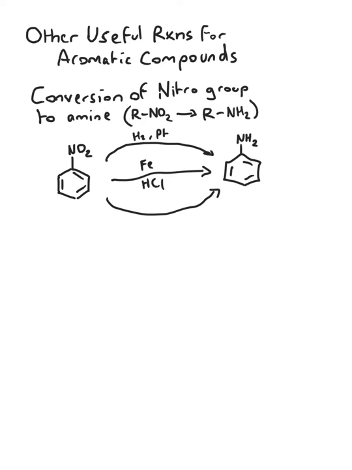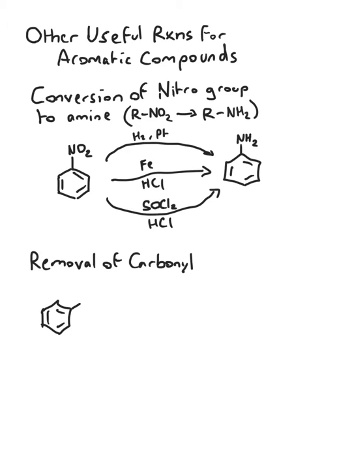or we could use SOCl₂ or thionyl chloride with HCl. All three of those methods will convert a nitro group into an amine, specifically on an aromatic ring. Next, there's the removal of carbonyl. This is when you have acylated an aromatic ring and you wish to remove the carbonyl so that you have the alkylation product.